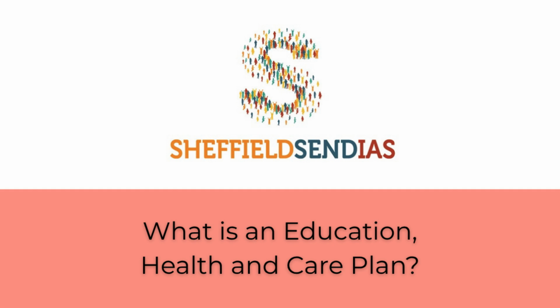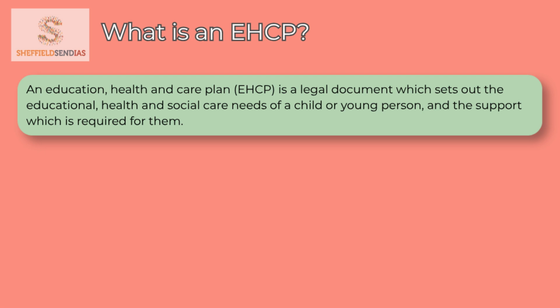This video will cover what an education, health and care plan is, who it's there for, and what is included in it. An education, health and care plan is a legal document which sets out the educational, health and social care needs of a child or young person and the support which is required for them. It's issued by the local authority following an EHC needs assessment.